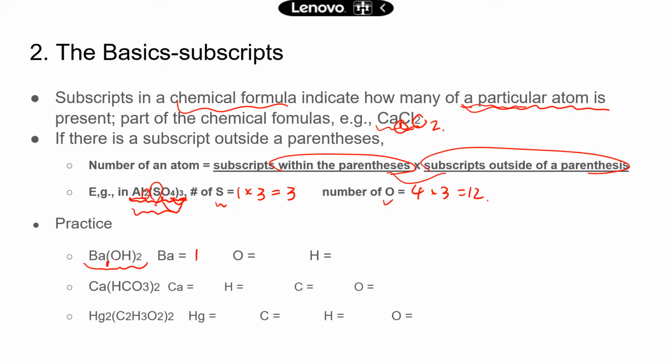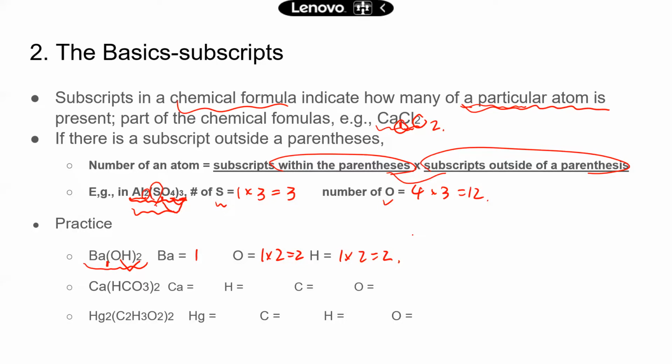How about oxygen? So this is where you gotta multiply the 2 subscripts, right? So oxygen is going to be 1 times 2, that's 2. And same thing for hydrogen, 1 times 2, that's 2.